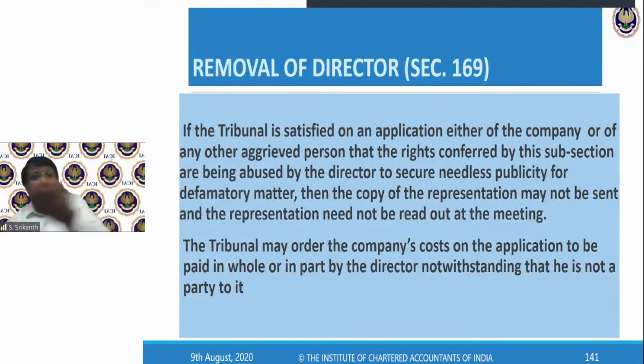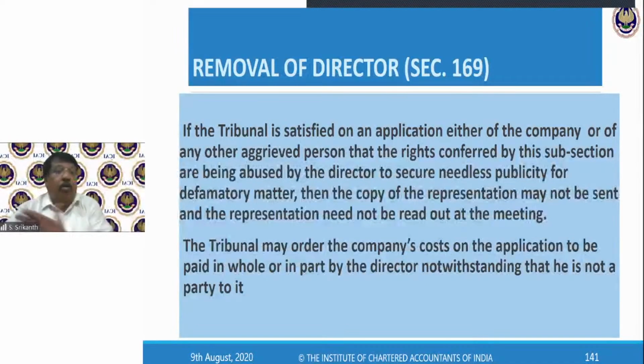So you apply to the tribunal and the tribunal will go through the matter, give that other gentleman opportunity, show proof. He is not giving proof to the tribunal. Then the tribunal will say, no need to circulate because it is only securing needless publicity to a defamatory matter. No need to circulate or read out the matter. Okay. But still he can come and be heard. Right. That is always there. But read out, no circulation, no.